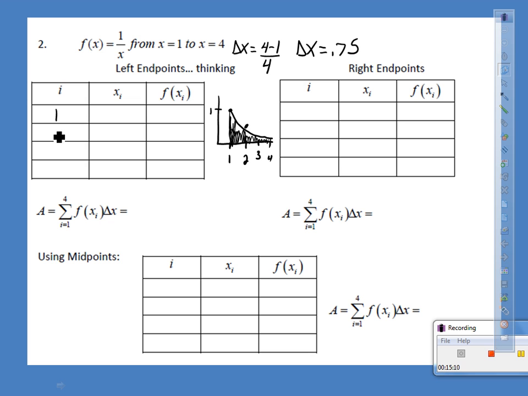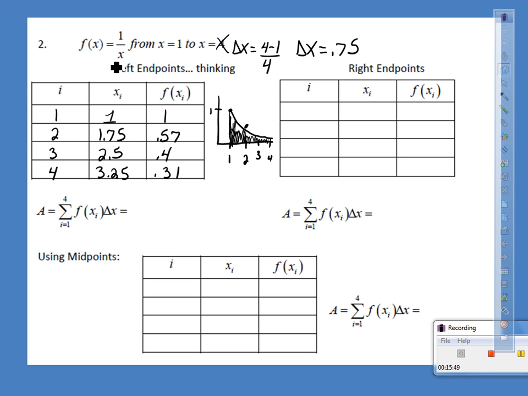Once again, I don't know why I picked 4 rectangles, maybe because that seemed less tedious and less boring for you guys. When I'm thinking about my left endpoints, the 1 gets to play, the 4 does not. So the first endpoint I'm going to run through is a 1. My delta x is 0.75, so I'm going to run a 1.75 through there, a 2.5, and a 3.25. When I did that, I had a 1, a 0.57 about, a 0.4, and a 0.31. I'm running them through this equation right up there.